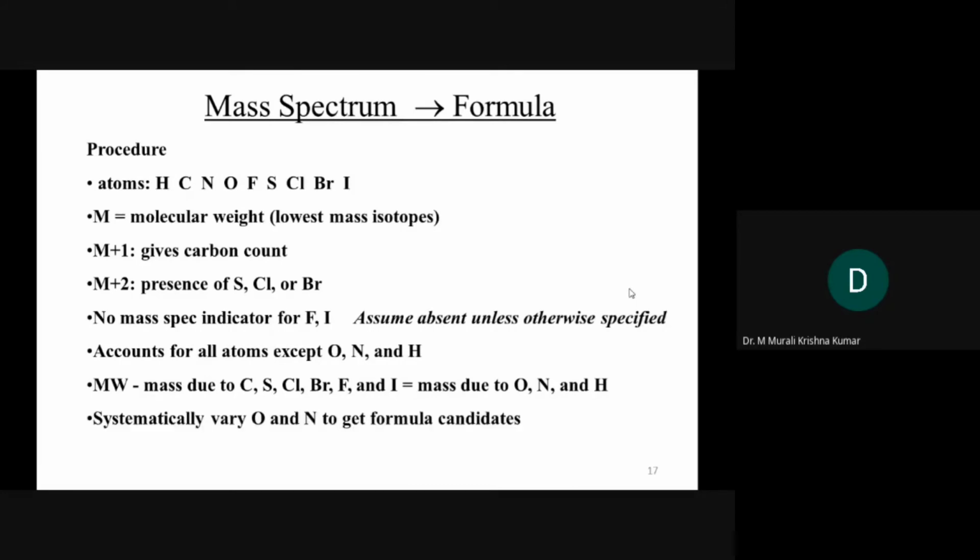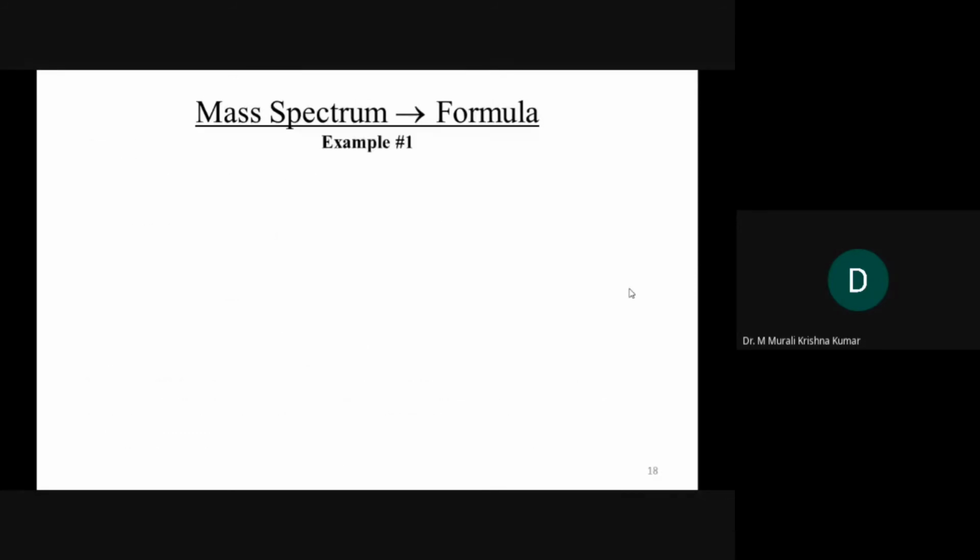Systematically vary oxygen and nitrogen to get the molecular formulas of the candidates. It is an exercise that we have to do. It's not a simple thing, but it is a mathematical exercise, with permutations and combinations. We trim the candidate list one by one, because we apply the nitrogen rule, then the hydrogen rule, and the M plus 1 and M plus 2 data, to figure out some reasonable molecular formula at the end. It's a small mathematical exercise. We can learn by actually practicing.